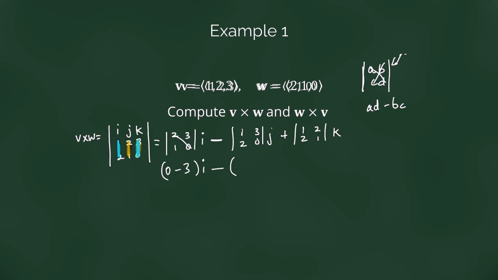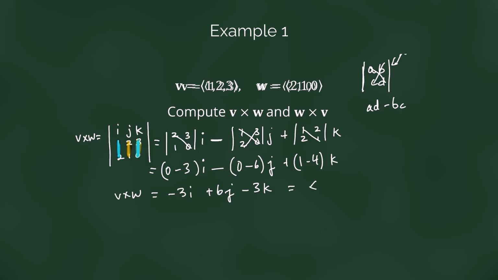Then we're going to subtract off what we get when we do 1 times 0, minus 3 times 2, multiply that by j. And then in our last one, we're going to do 1 times 1, minus 2 times 2, and multiply that by k, which means that our cross product is going to be the vector negative 3i plus, because of the two negatives, 6j minus 3k, which if we want to write that using vector brackets, we can write that as negative 3, 6, negative 3.